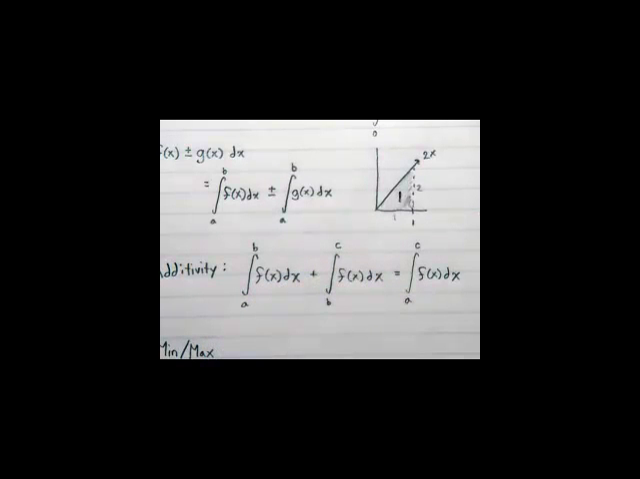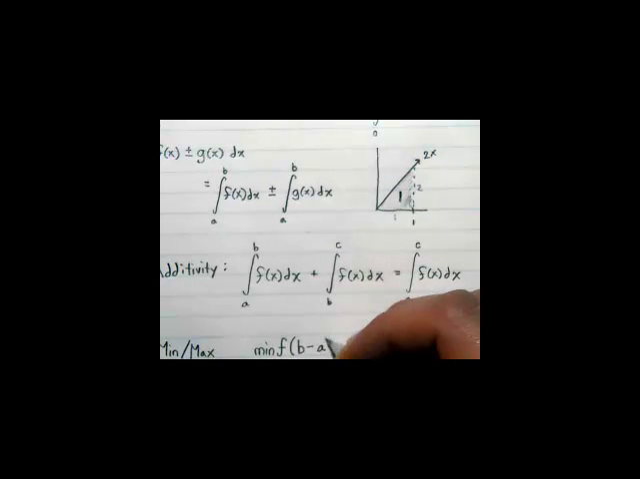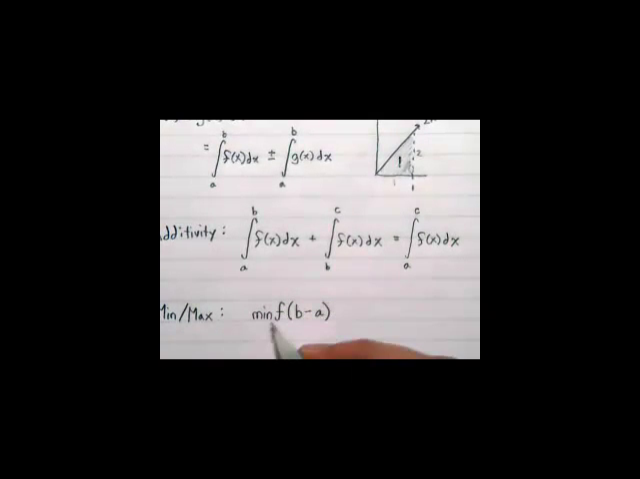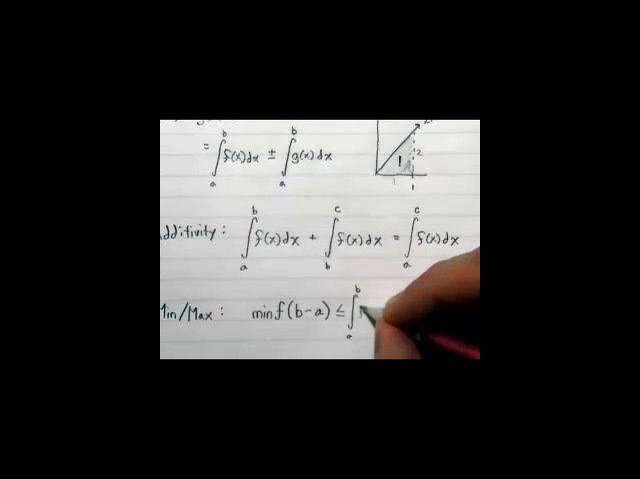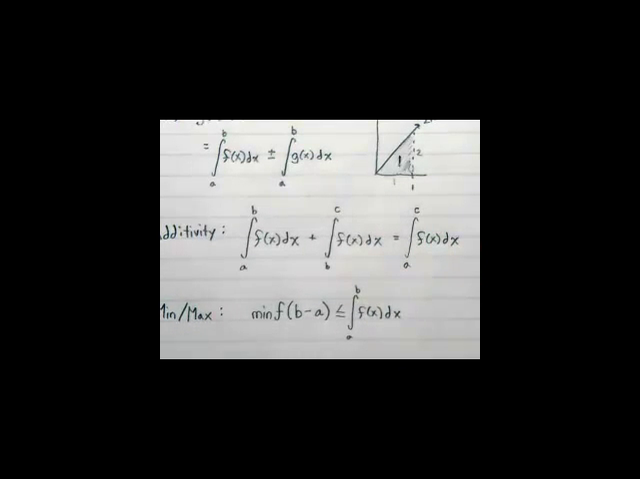Then the minimum value of the function you're looking at times b minus a is always less than the integral of f of x dx, which is less than the maximum value times b minus a, the larger integral.